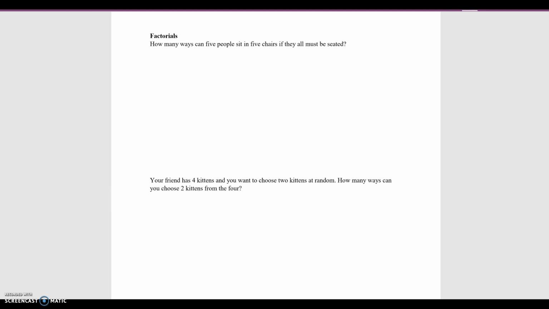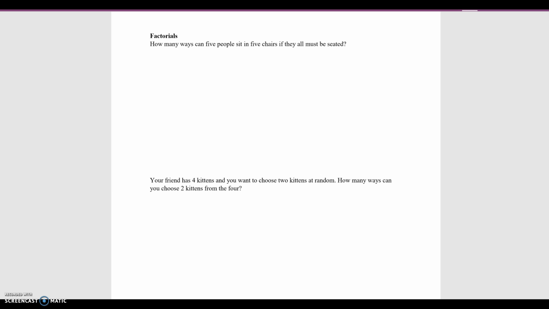So the first thing that I just kind of want to ask is this question. How many ways can five people sit in five chairs if they all must be seated? Okay, so why don't you try this out? You can pause the video and try it out. If you don't want to try it out and you just want to know what the answer is, you can go ahead and just do it with me right now.